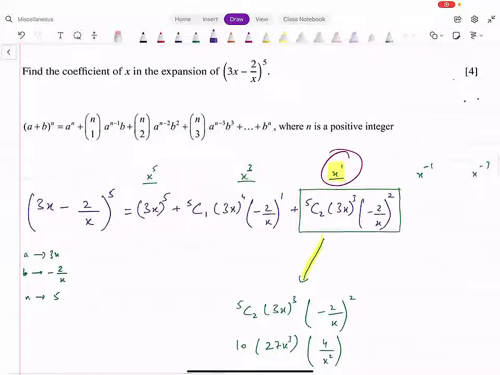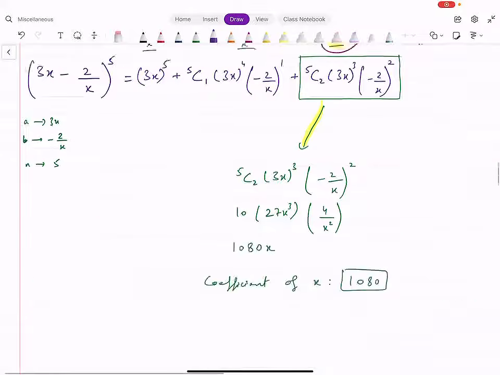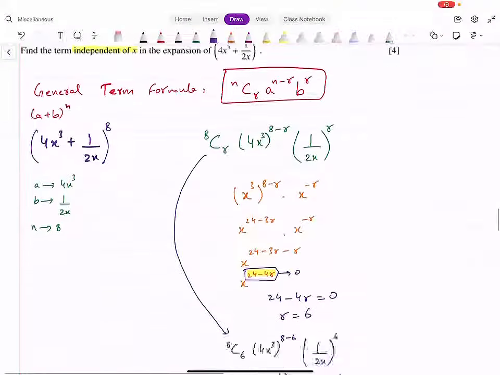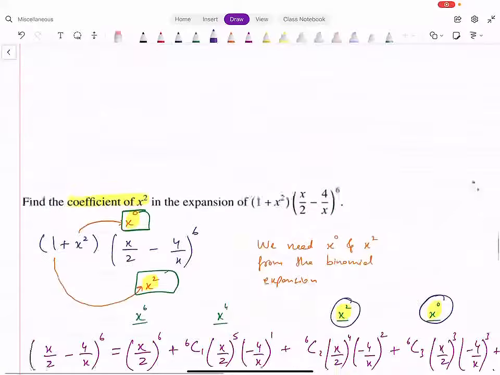You should be able to find a coefficient of a particular term in an expansion. For example, x का coefficient find करना है, या a term independent of x constant find karna hai in simple expansions like these.